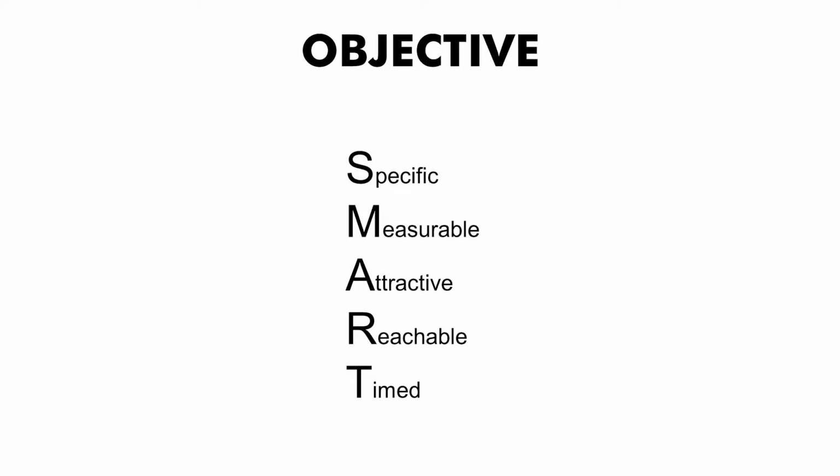So now that we explored the goal setting theory, we need criteria to guide us, and this is exactly the SMART objective. This acronym means that an objective should be specific, measurable, attractive, reachable and timed.